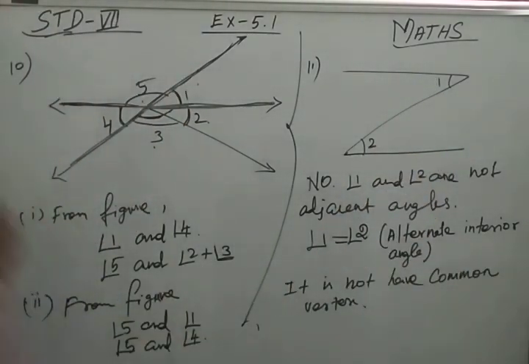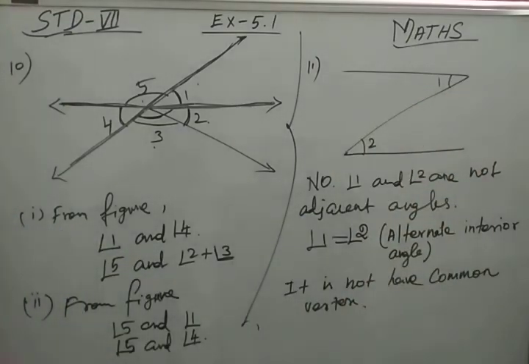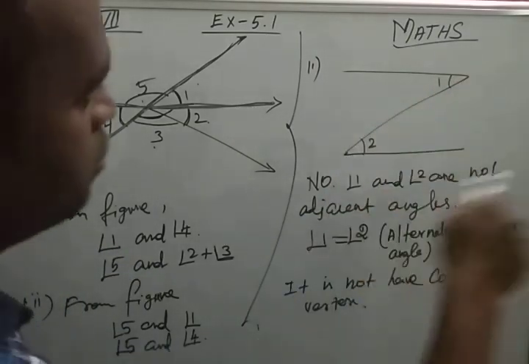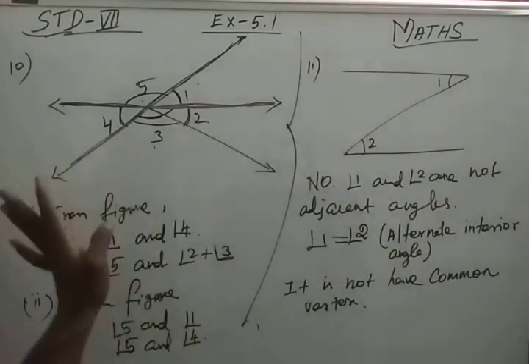So we can take angle 1 and angle 2 as alternate interior angles. First point. One more reason is that they do not have a common vertex. So we are saying that it is not equal, or adjacent angles. Not equal only, but it is not an adjacent angle. Okay. Understood? Like this, we have completed 3 sums today.